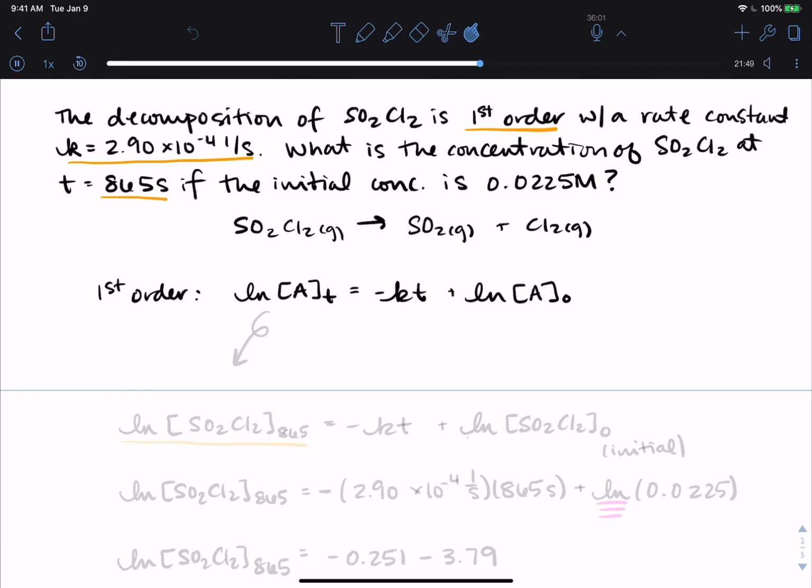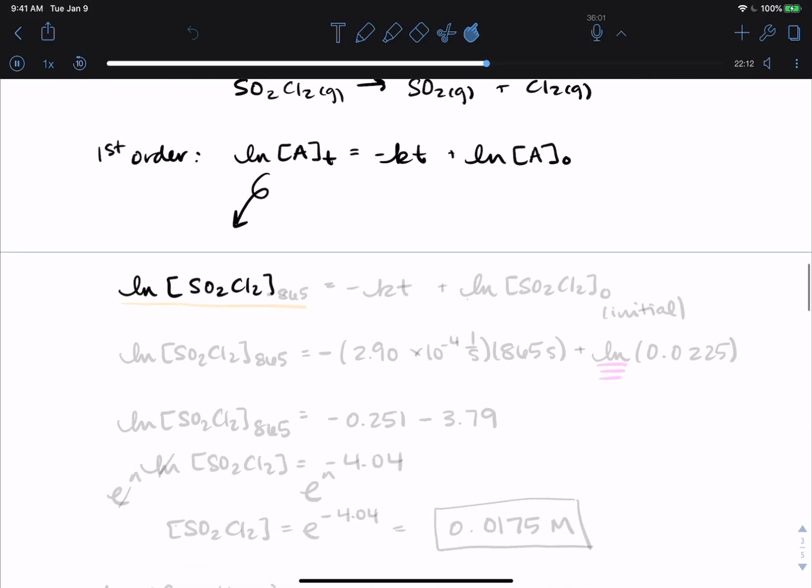So something that I think is really helpful to start out, and you don't have to do this, but you might find it helpful, is I'm just going to rewrite this with the stuff in it that I'm actually going to solve for, right? So we're talking about the natural log of the concentration of SO2Cl2 at time t, where t is 865 seconds. That's just a subscript to label it, meaning this is my later time concentration. And it equals negative kt plus the natural log of the concentration of SO2Cl2 at time 0, which is just our other way of saying initial concentration.